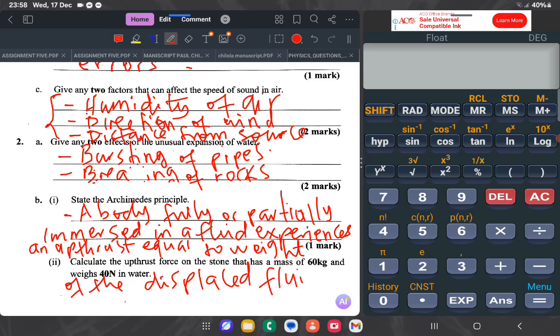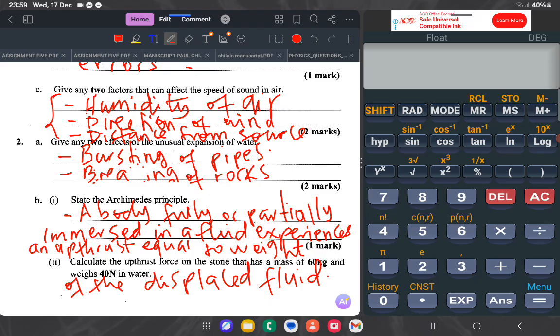Sorry, this has overflowed down here because of the limited space. My handwriting is too huge to fit into this given space. All right, so state Archimedes' principle once again. A body which is fully or partially immersed in a fluid experiences an upthrust which is equal to the weight of the displaced fluid.